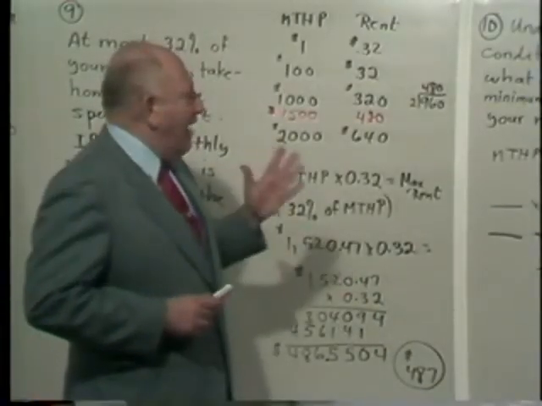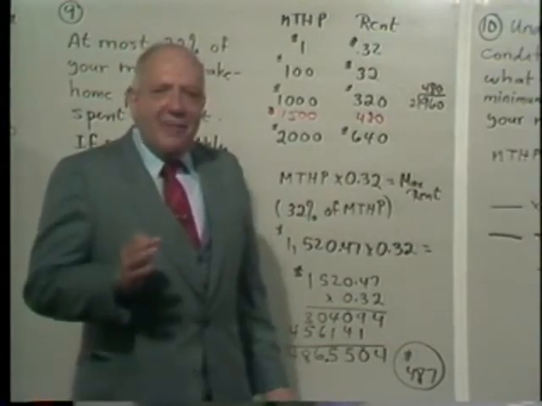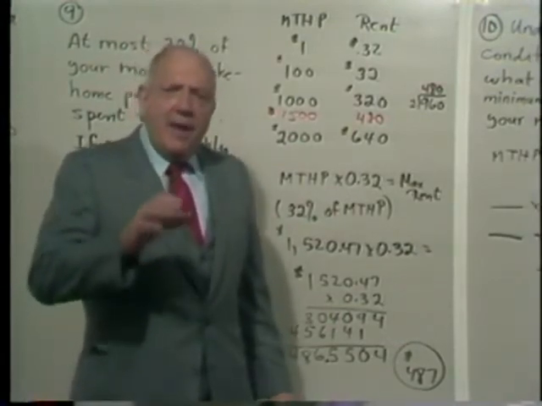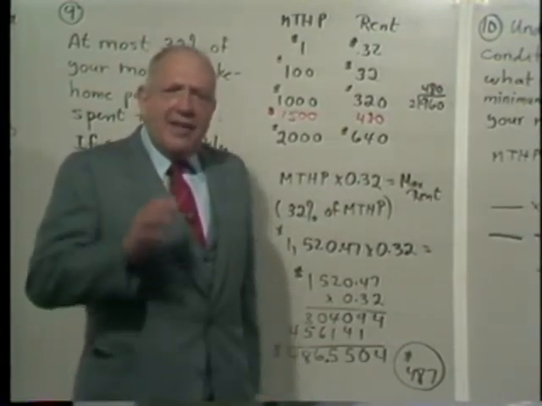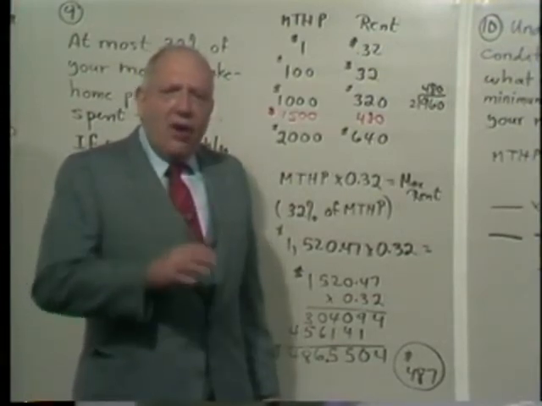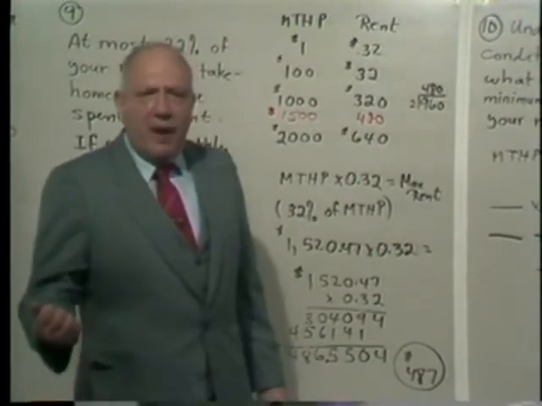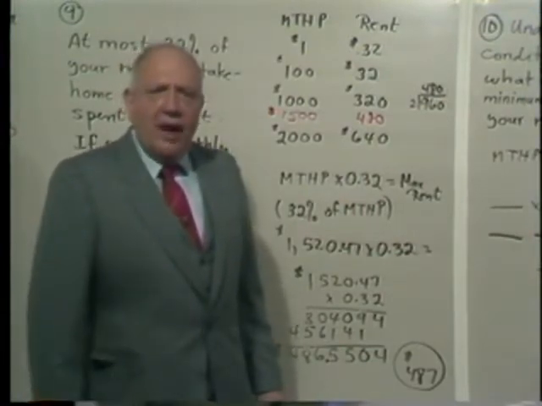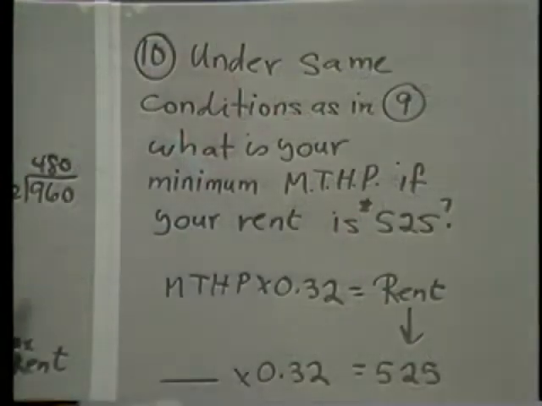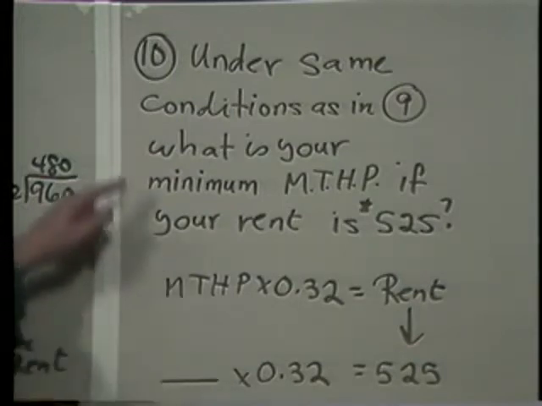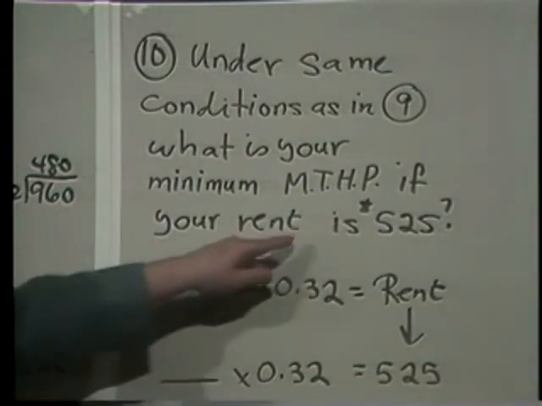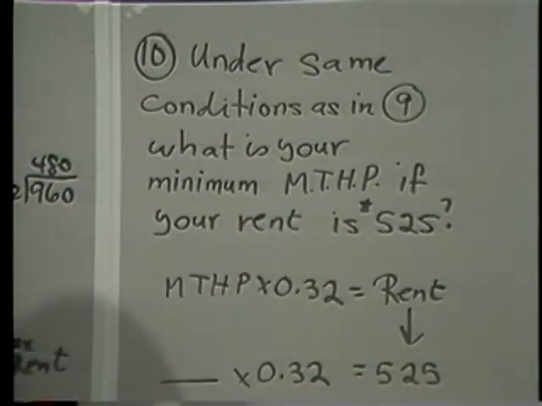And now, the last problem is exactly the same as the one we just did, except they've switched something on us. Instead of telling us the take-home pay and asking us how much rent we can afford to pay, they tell us what rent we're paying, and now we have to figure out how much we're earning. See, it says under the same conditions as in 9. What does the same conditions mean? You can only afford to pay 32% of your monthly take-home pay for rent. It says, what must your minimum monthly take-home pay be if your rent is $525?